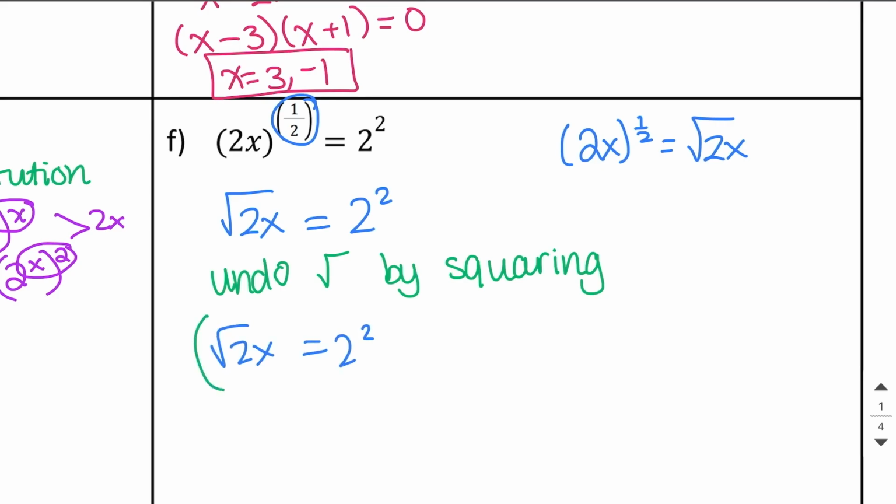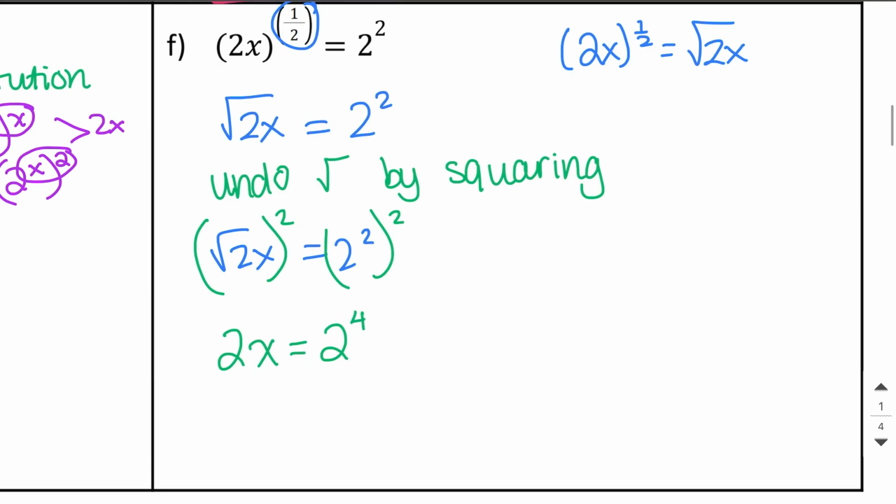I'm going to square both sides. And then I've got 2x is equal to 2 to the power of 4. And then I can just evaluate, right? 2x equals 2 to the power of 4 is 16. Divide by 2, I get x equals 8.